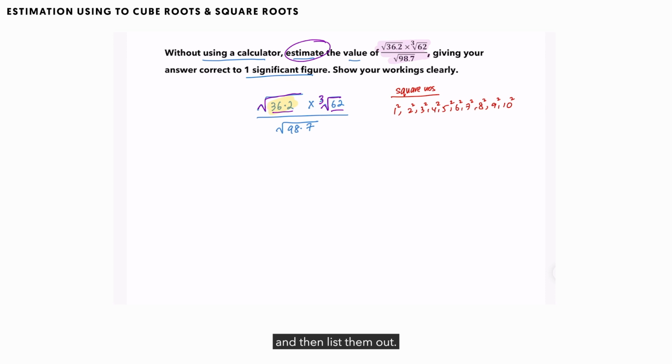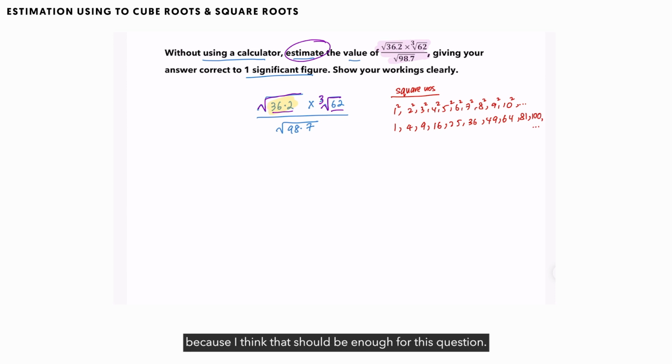and then list them out. So one squared, you get 1, followed by 4, 9, 16, 25, 36, 49, 64, what else? 81, and finally 100. Okay, obviously the list continues. You can list as many as you want, but I'm just going to list down the first 10 because I think that should be enough for this question.